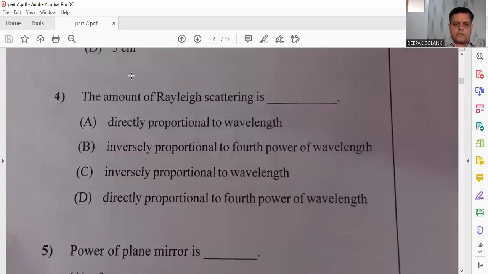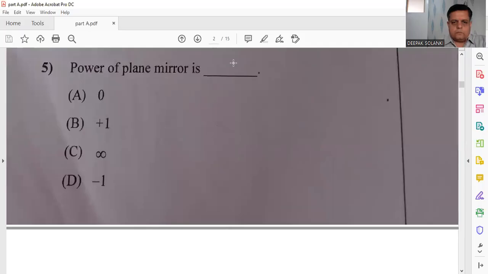This question is also directly from theory. Amount of Rayleigh scattering. You know that the intensity of scattered light in Rayleigh scattering is directly proportional to 1 by lambda raised to 4. So it is inversely proportional to the 4th power of wavelength. Very easy. Then power of plane mirror. Now we know that for a plane mirror the focal length is infinite and power is 1 by f, so it is 0.